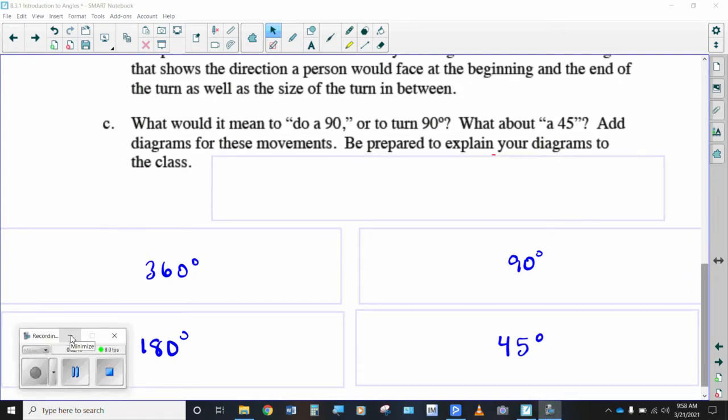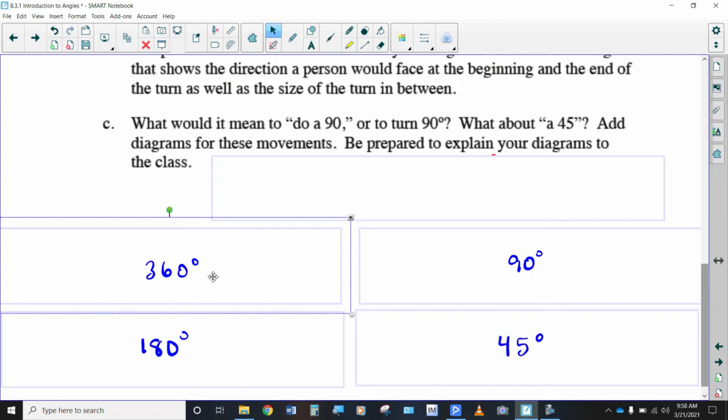Okay, so I can imagine you might be a little bit confused at how you're going to draw this diagram. Why don't I reveal the 360 degree one for you and then see if you can complete the 180, 90, and 45. If you've already done it, then wonderful. If not, pause and continue after I do the reveal for 360 degrees.